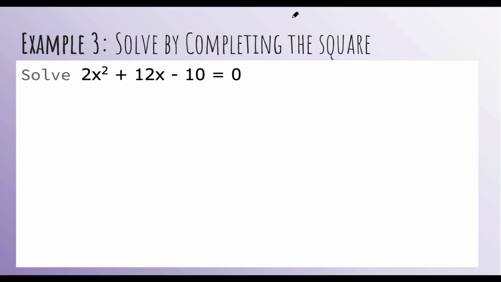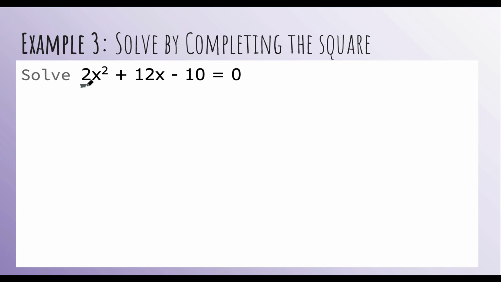All right, let's look at example 3. We're solving another quadratic by completing the square. Notice our quadratic here is in standard form. We have ax squared plus bx plus c, and it's set equal to 0. But the other thing you need to note is that the leading coefficient on this problem is a 2. And in order to use completing the square, our a value, our leading coefficient, needs to be 1.